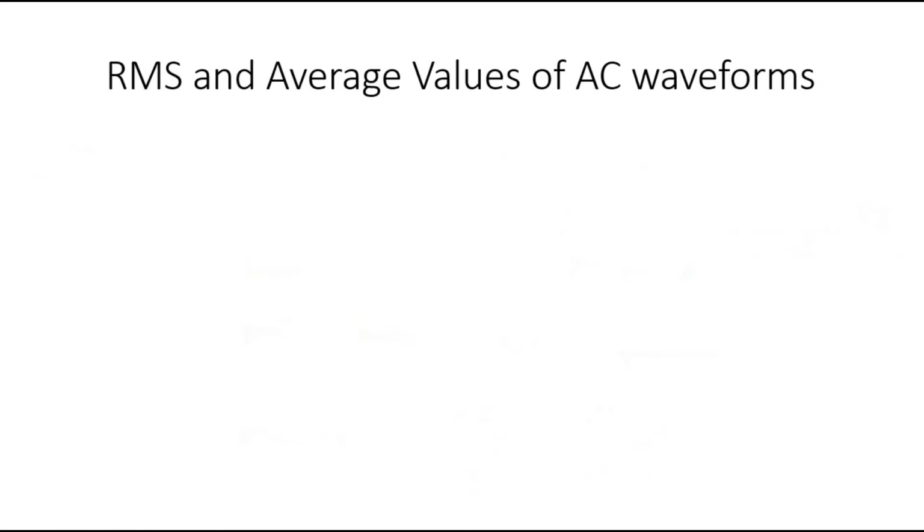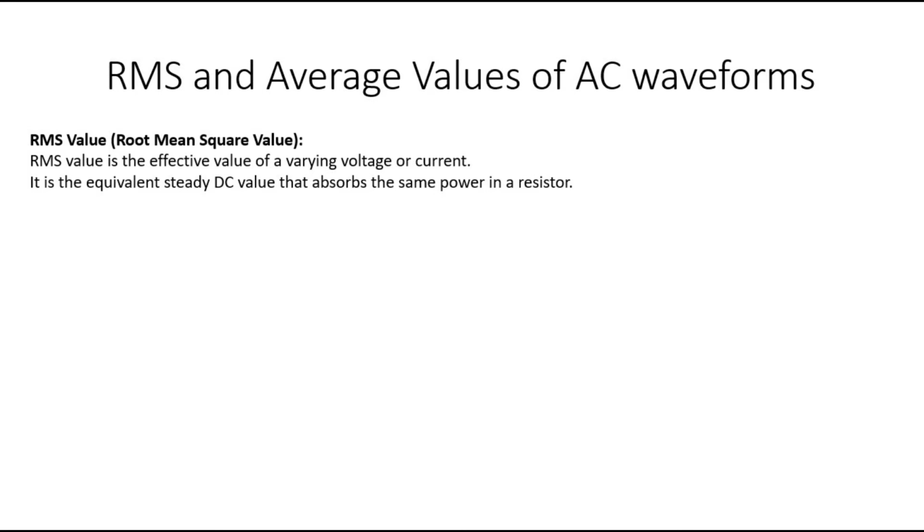Okay, fine. Then we can discuss RMS and average values of AC waveforms. So RMS value, root mean square value. The RMS value is the effective value of a varying voltage or current. If you are considering AC, the value of AC is not constant like DC.